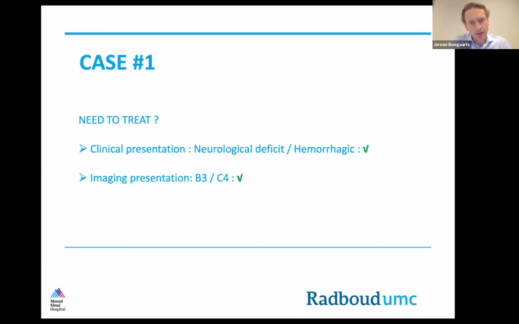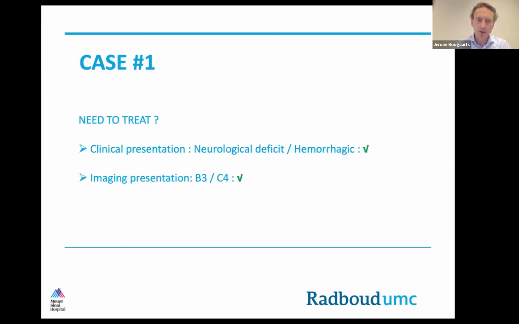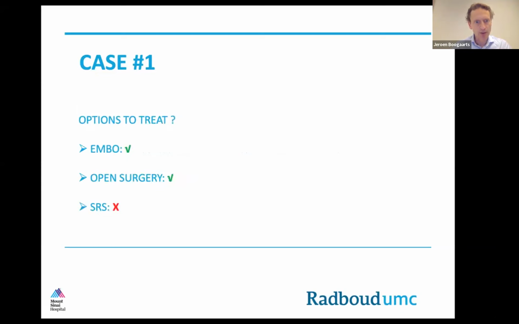And on the imaging, it was a Borden 3. I'll go back for the image. You can see the drainage directly into this cortical vein. It's not directly into the sinus, and it's a Cognard type 4. So there's also an indication for treatment. So what are the options? Embolization, definitely an option. Open surgery, an option. And stereotactic radiosurgery is not an option because it's not effective and it takes time before it has its results.